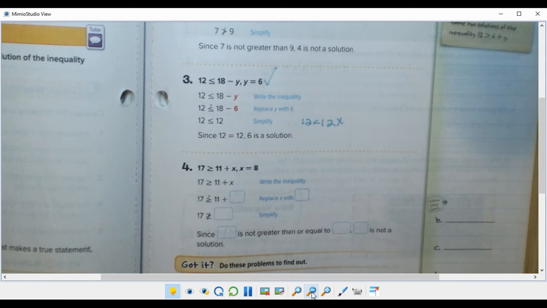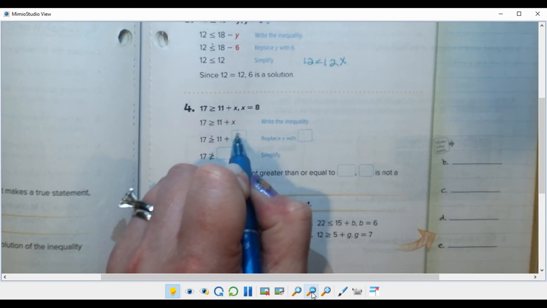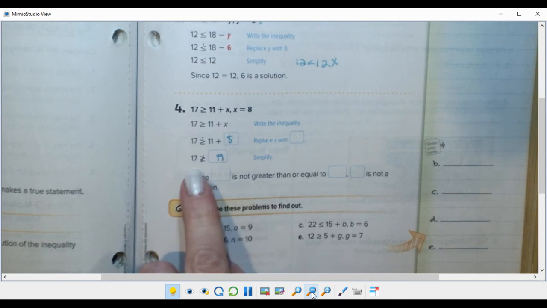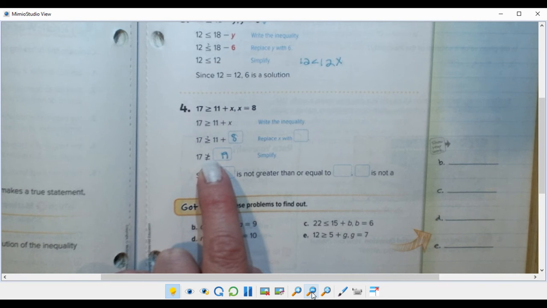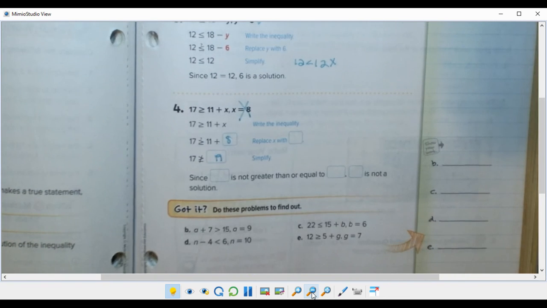All right. And similarly here, if I do 11 plus 8, I get 19. And 17 is not greater than or equal to 19. Even with that equals in there, it didn't work out. So no, 8 is not a solution.